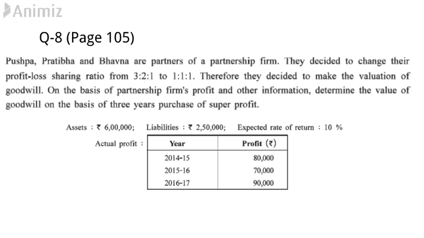On the basis of the partnership firm's profit and other information, determine the value of goodwill on the basis of 3 years' purchase of super profit. Assets and liabilities are given, that is 6 lakh and 2 lakh 50,000. Expected rate of return, that is 10%, is also given, and actual profit is given. Always focus on the trend of the profit. See, the trend of the profit says 80,000, 70,000 and 90,000, which is a fluctuating trend. So we will calculate average profit.